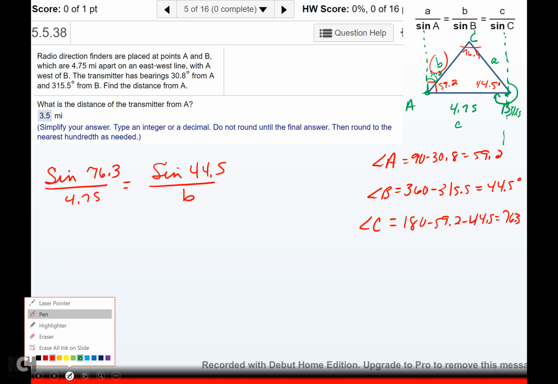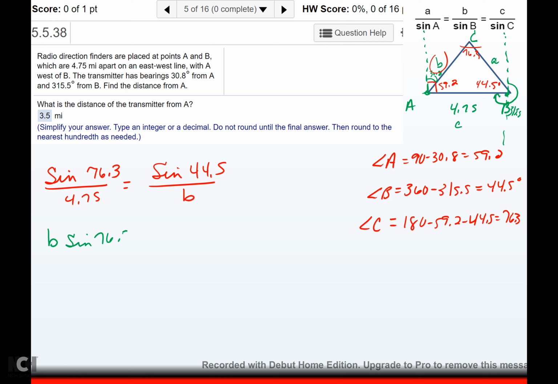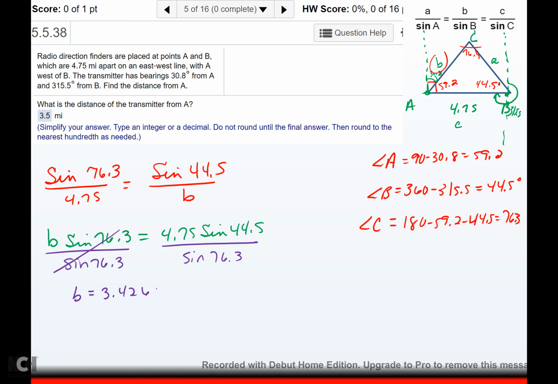So now if I solve that, I'm going to have b times sine 76.3 equals 4.75 times sine 44.5. So we're going to get b alone, so I'm going to divide by sine 76.3. And I get little b equals 3.42681495. And here's what's weird to me. Somehow they got this to bump up to 3.5.